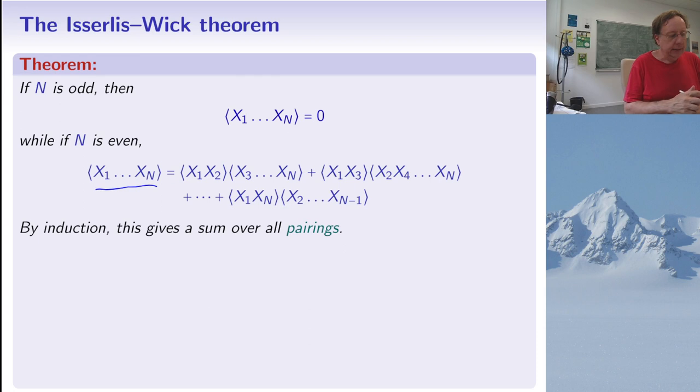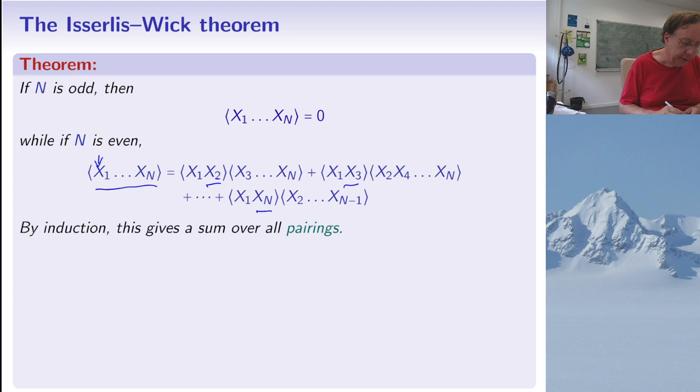So you can write it as follows. I single out one variable, the variable x1 here, and then I pair x1 with all other variables, like with x2 here, with x3 here, up to xn. And I take the expectation of x1 times the second variable, and then the expectation of the product of the remaining variables. And so you see, this gives me a link between this n-point function and several n minus 2 point functions. And then by induction, we actually get a sum over all pairings.